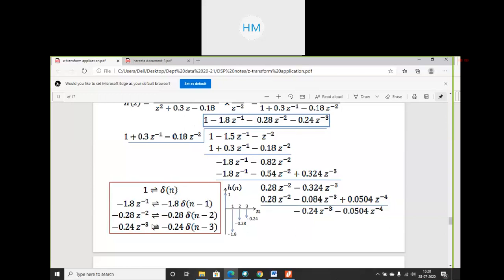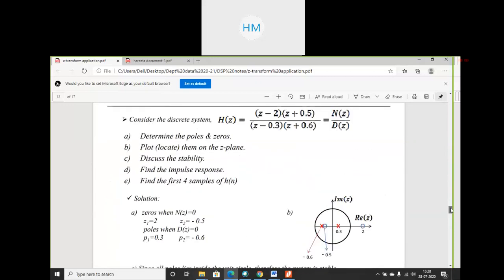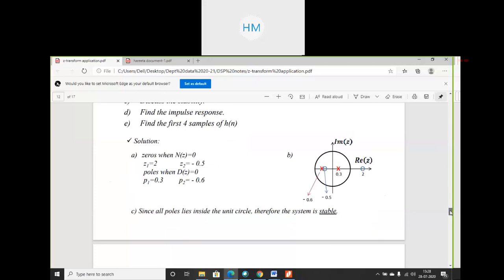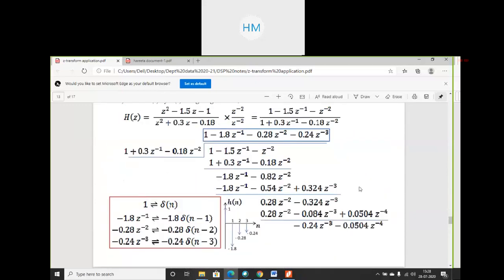Then I am having 0.28 z to the power minus 2. So I will get minus 0.28 delta n minus 2. Then for this I will get delta n minus 3. So this is my impulse response h of n. How will I write h of n? By adding all these terms I will get h of n. We have to find the first four samples. So these are the first four samples of the h of n equation. I got my h of n; adding all of these, I will get h of n.